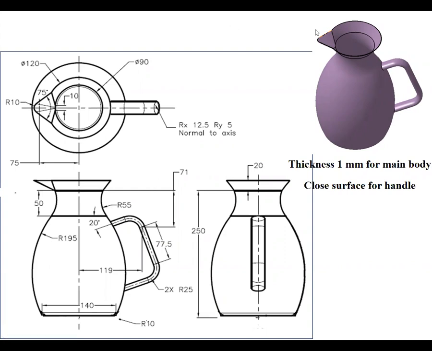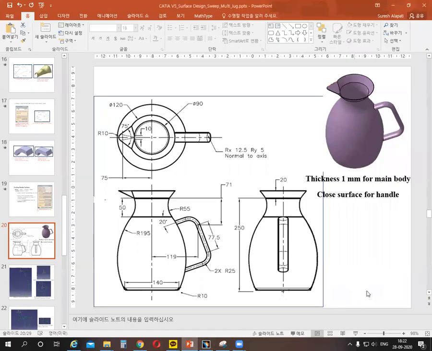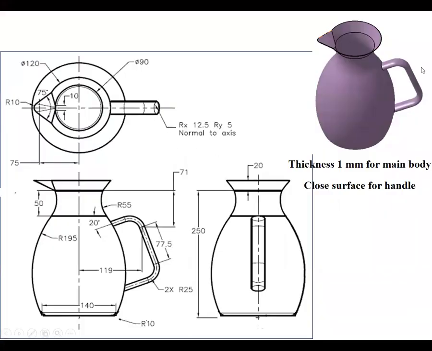So here, in the last class, we already finished up to here and we created a revolved surface, the bottom surface, and a multi-section surface, okay? These two surfaces we created, and we can start from creating the handle surface, okay? Handle surface. So anyway, I will start from the beginning, because many students could not do it last week, so I start from the beginning.